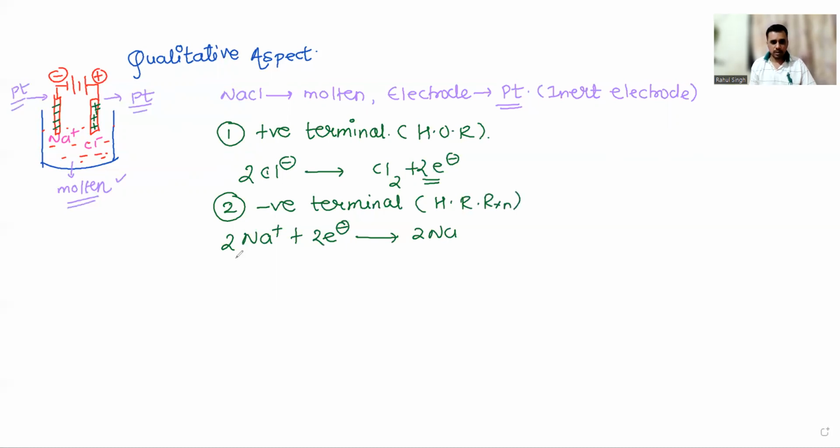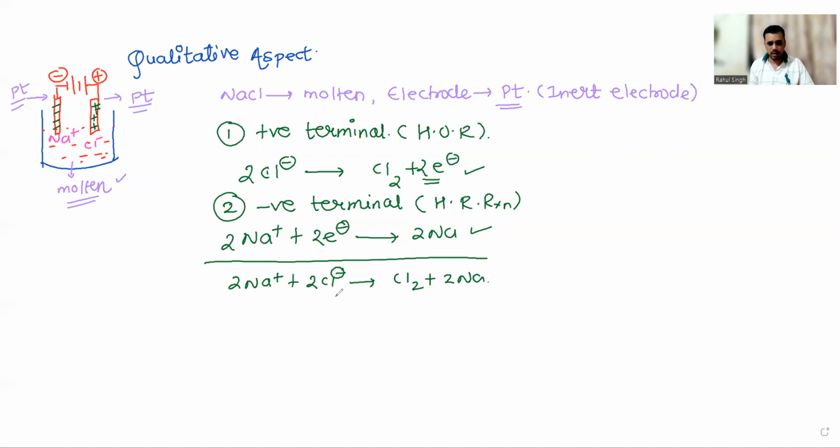Okay. So these two terminologies we are getting over here. We have seen who will oxidize: chlorine has oxidized and sodium has been reduced. This is the terminology we basically use under the qualitative aspect. So we can write this as 2Na+ plus 2Cl-, and we get over here Cl2 plus 2Na, and this becomes 2NaCl giving Cl2 plus 2Na.